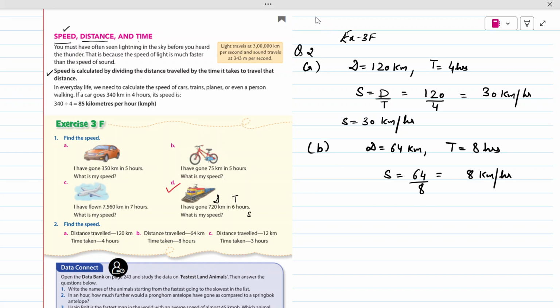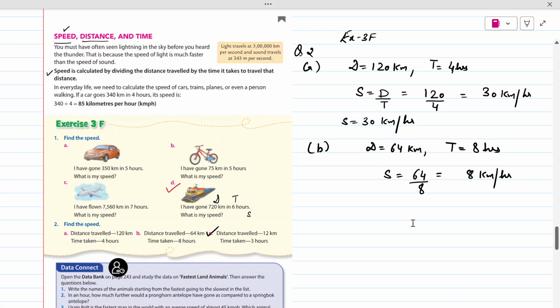Now, the C part again I'm leaving for you as homework. This is easy. Distance is 12, time is 3, and speed is distance by time, and then we can get it. Okay? So, this is how we have to do this exercise.